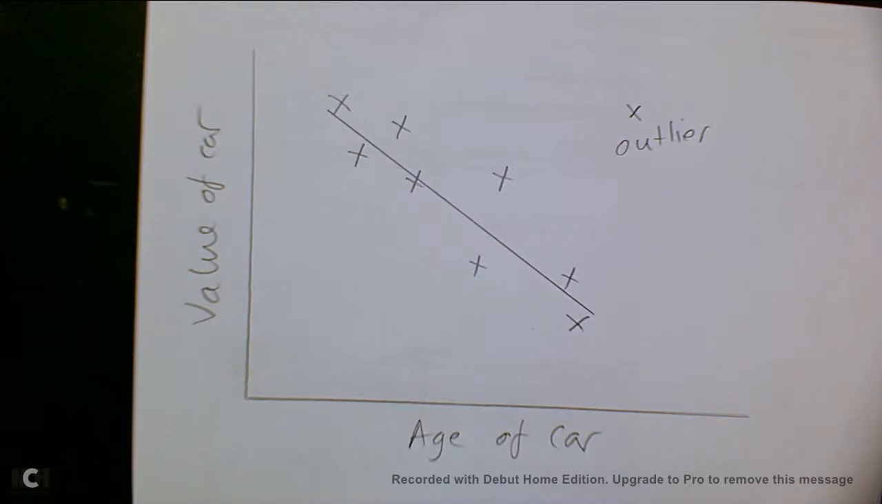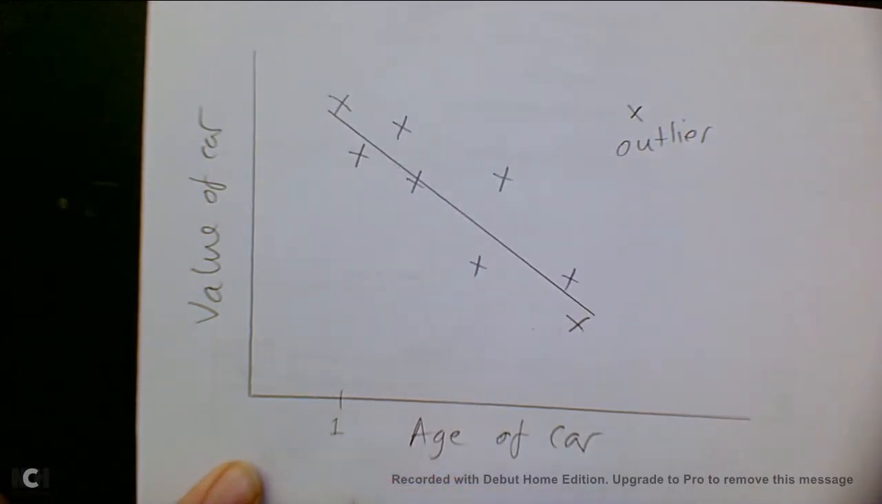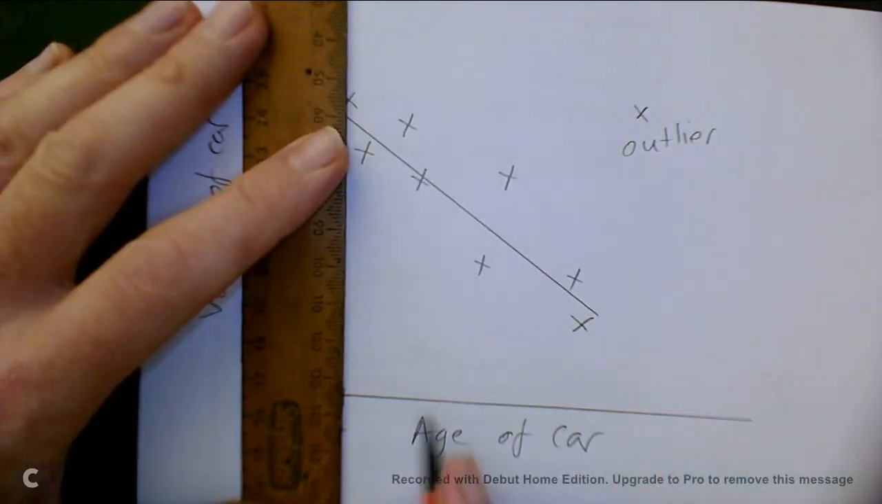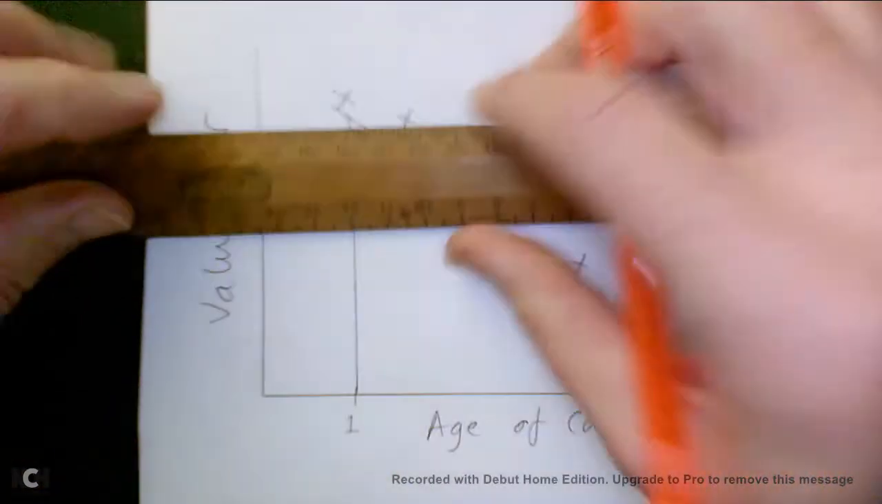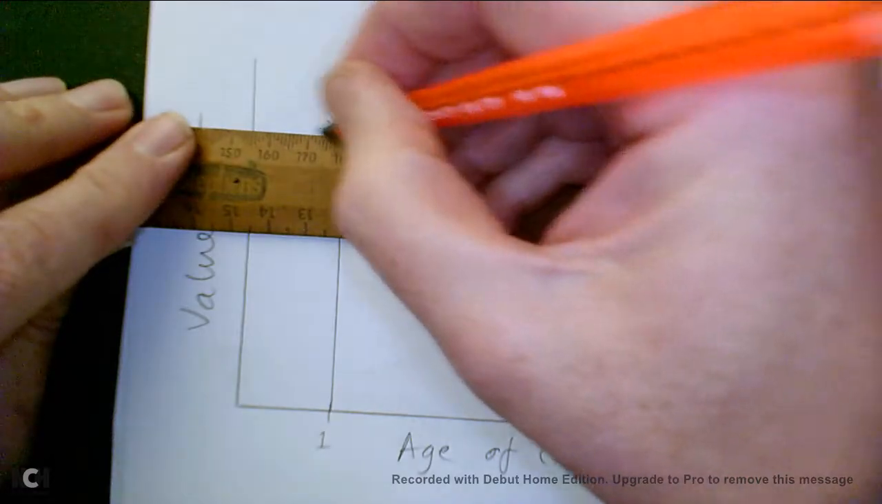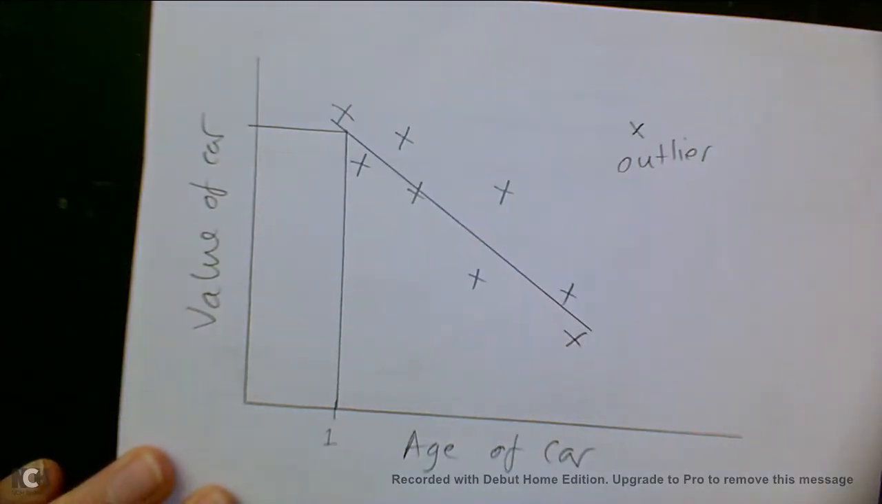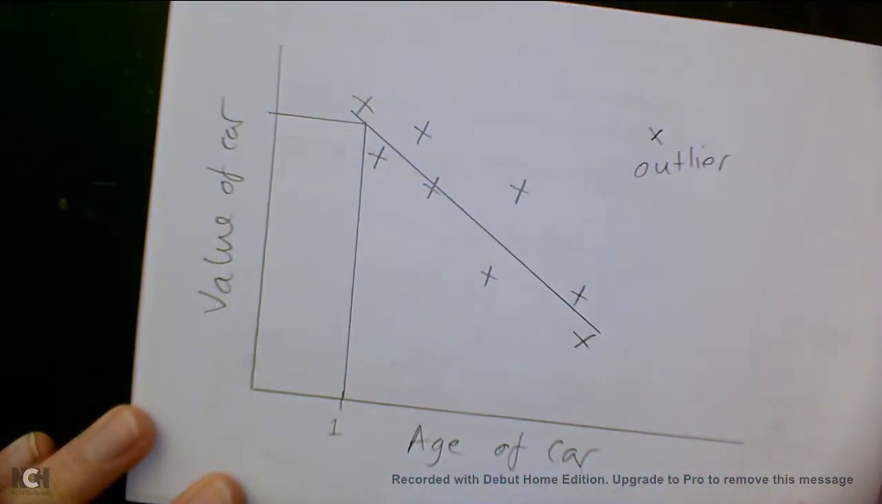If you're asked to find the value of a car, you need to use your line of best fit. So if I'm asked to find the value of a car which is say 1 year old, you would find where the 1 is on the age, and then you would use your ruler. You would draw a line up to your line of best fit, hit the line of best fit, draw a line across and read off the corresponding value here. In an exam, please do draw these lines in because in effect it's showing your working out.